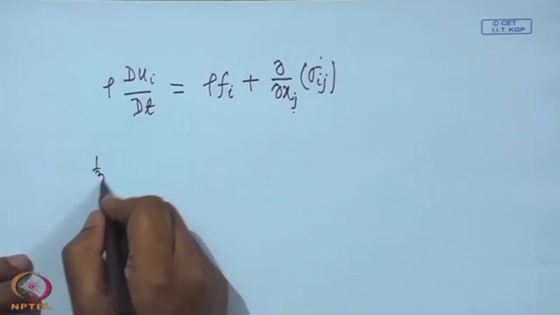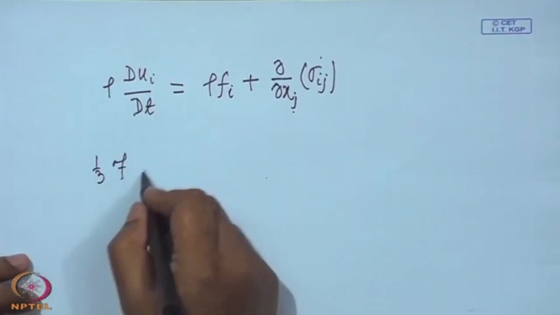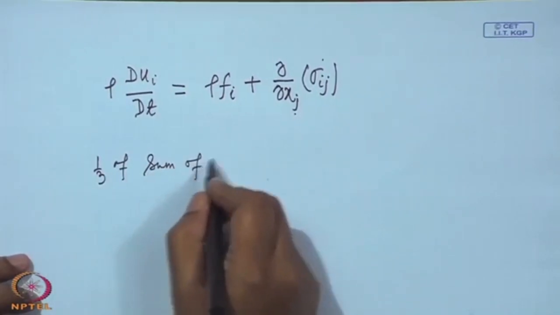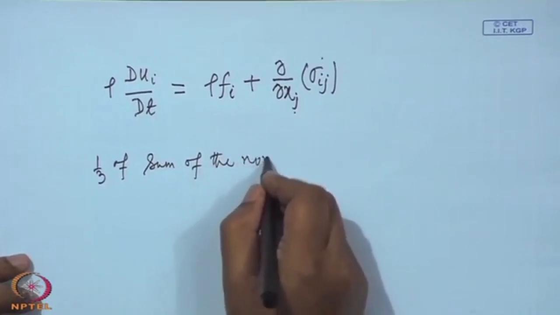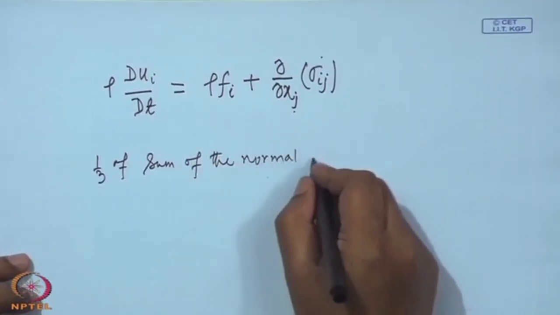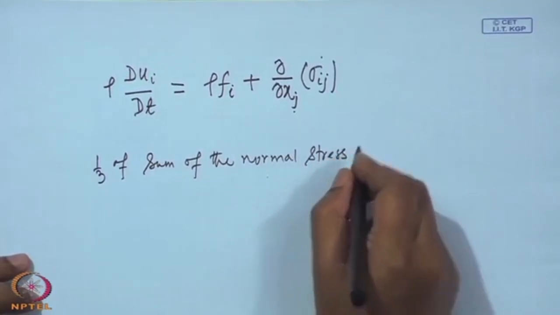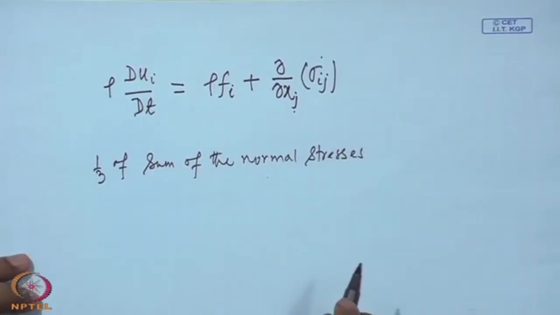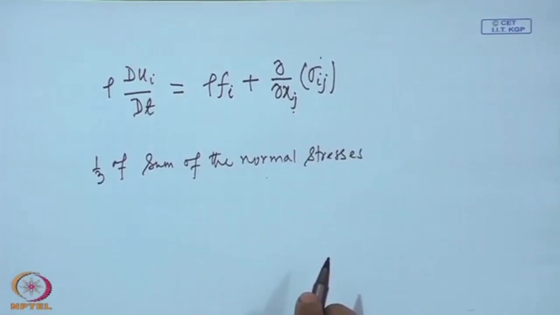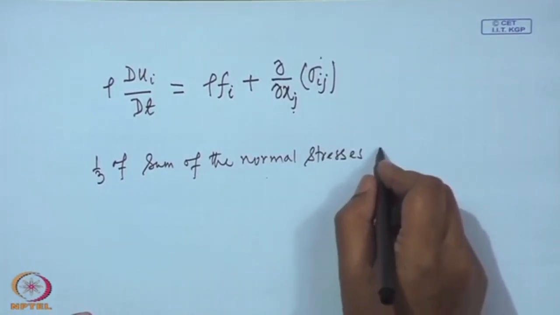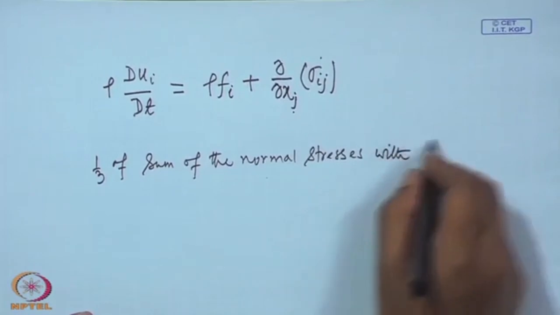So, we remember this different one third of the sum of the normal stresses with sign reversed.